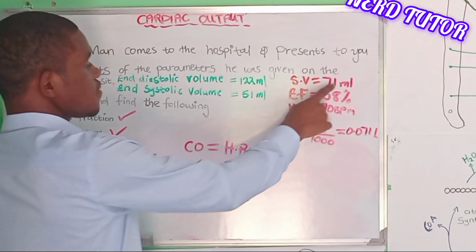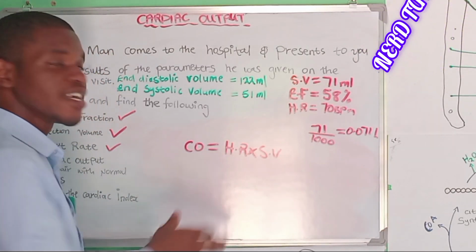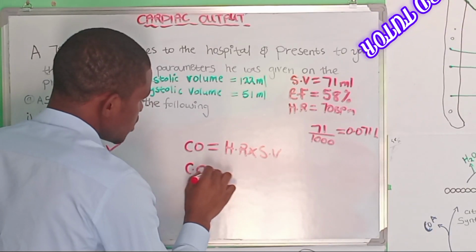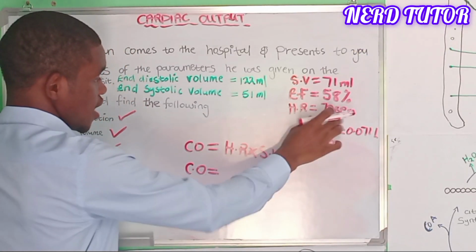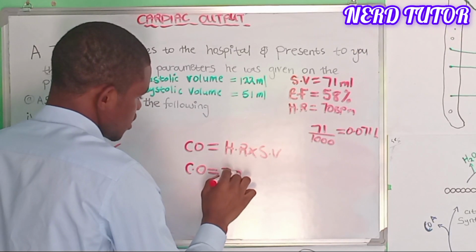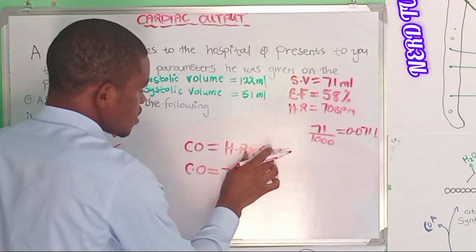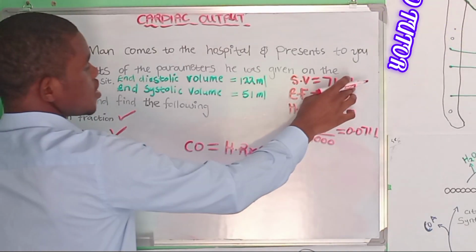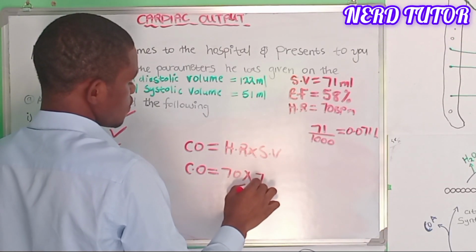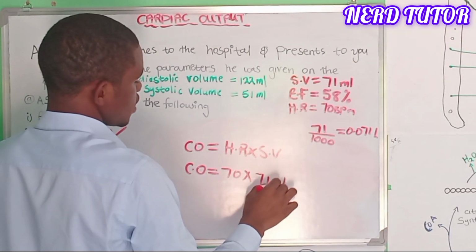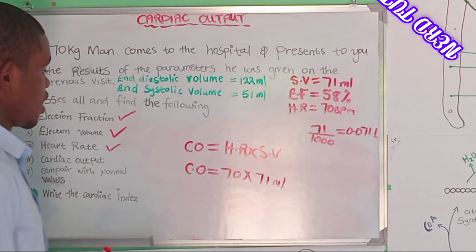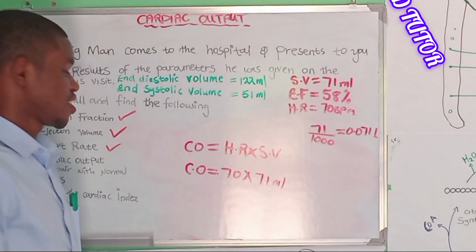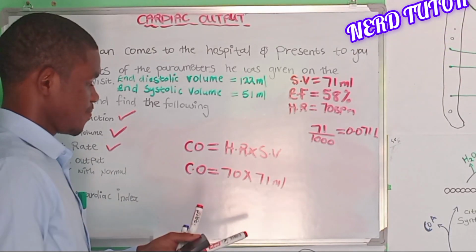It is 71 milliliters. So meaning even this one, easy peasy. We're going to solve it. So the cardiac output will now be equal to the heart rate. What is our heart rate? 70 beats per minute. So we write 70 beats per minute. Then what is our stroke volume? The stroke volume we have is 71 milliliters. Now if we multiply this, the answer that we're going to find will be our cardiac output. Let us try to multiply it.